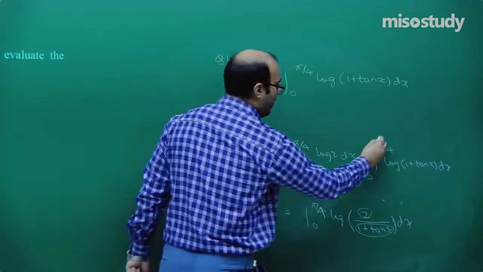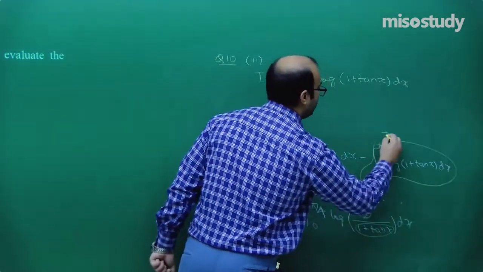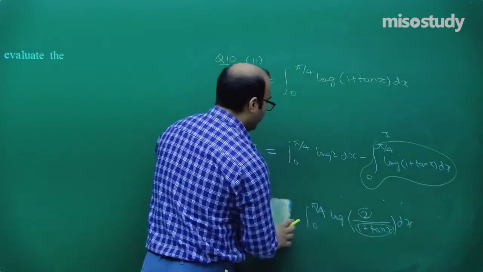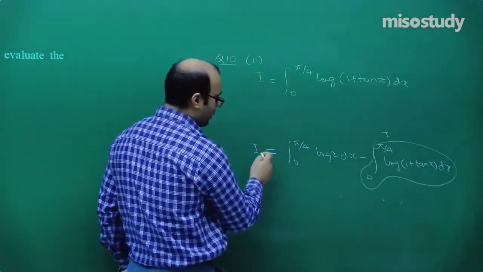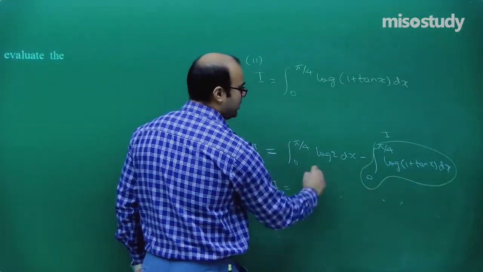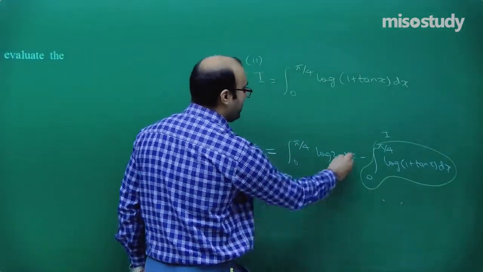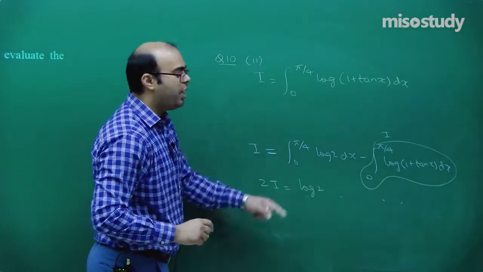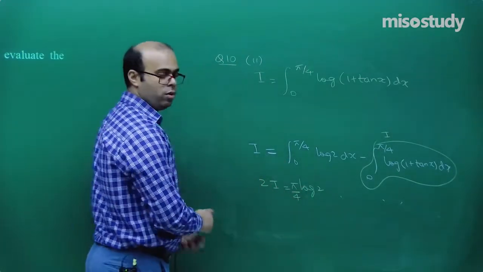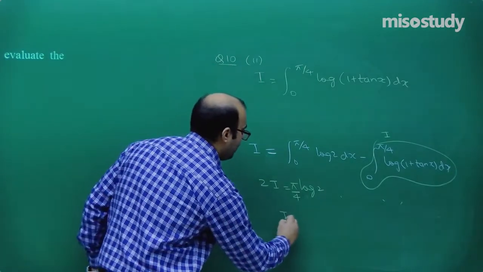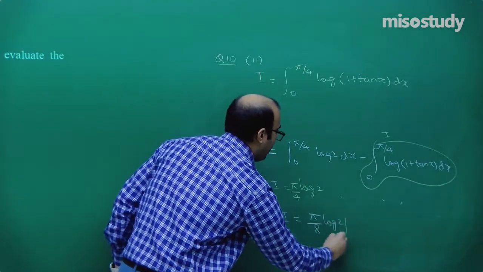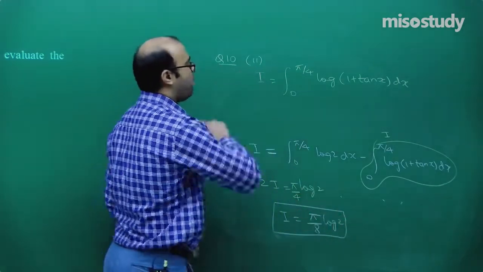Now this part is nothing but I, which was given in the question. So we can say that finally this I goes on the left side, this becomes 2I is equal to, and what is the integral of this? Log 2 is a constant, you will get x, and x after putting limits will become pi by 4. So we will say pi by 4 log 2, which means our final answer I is equal to pi by 8 log 2. This is the answer for this particular question.